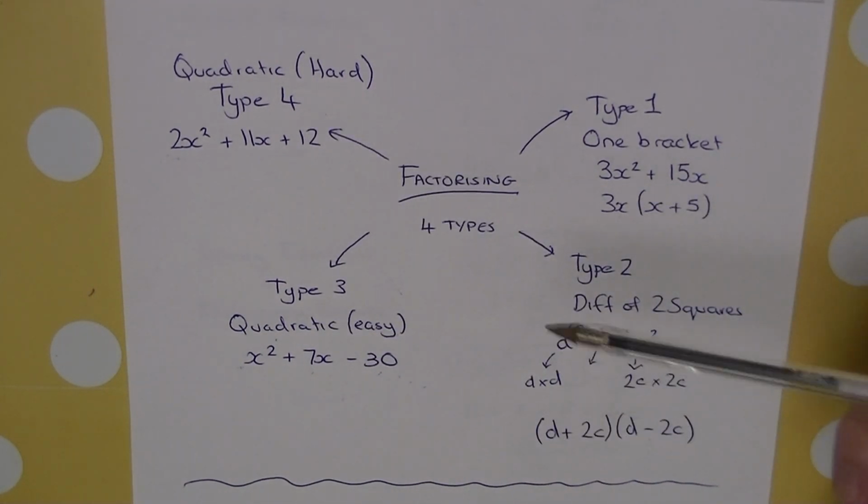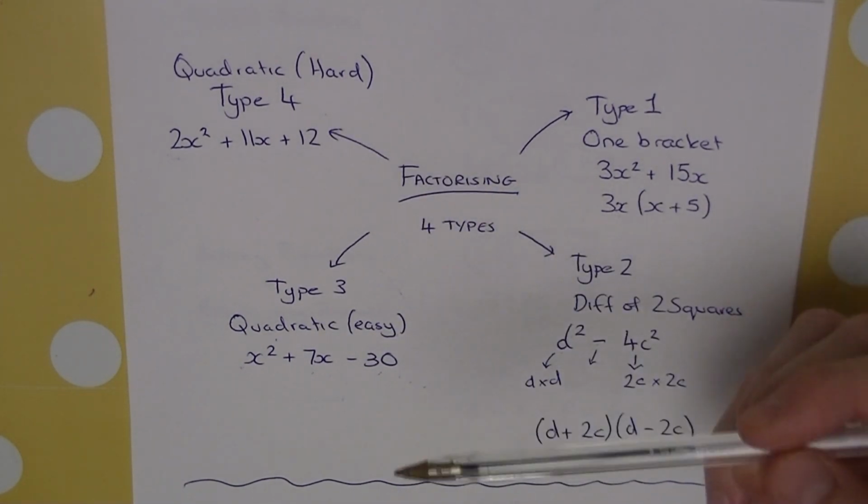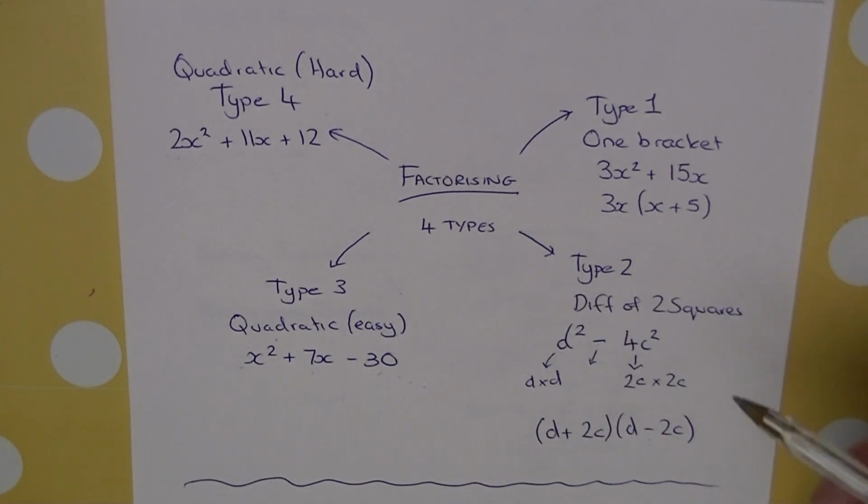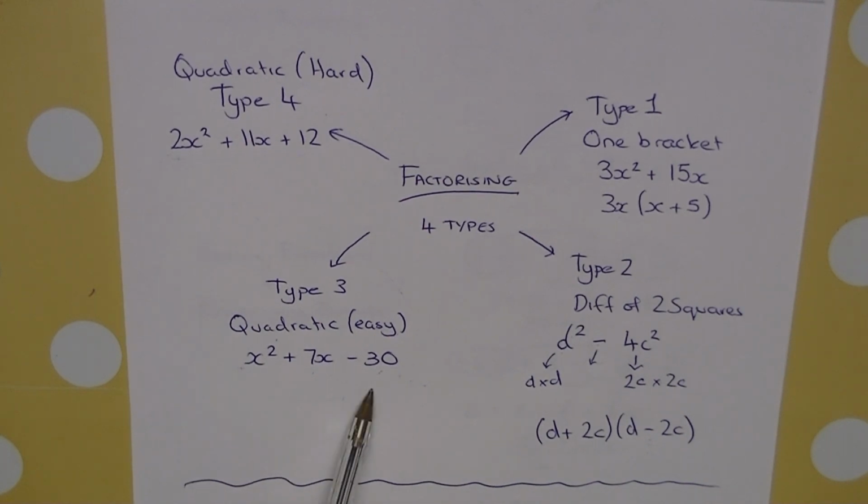So I'm first of all asking myself the question, is what I need to factorise a quadratic equation? Can I see a quadratic equation in front of me? Have I got some x squareds, some x's, and a number like this or like this? If I do, okay, then I'm going to employ one of those methods.